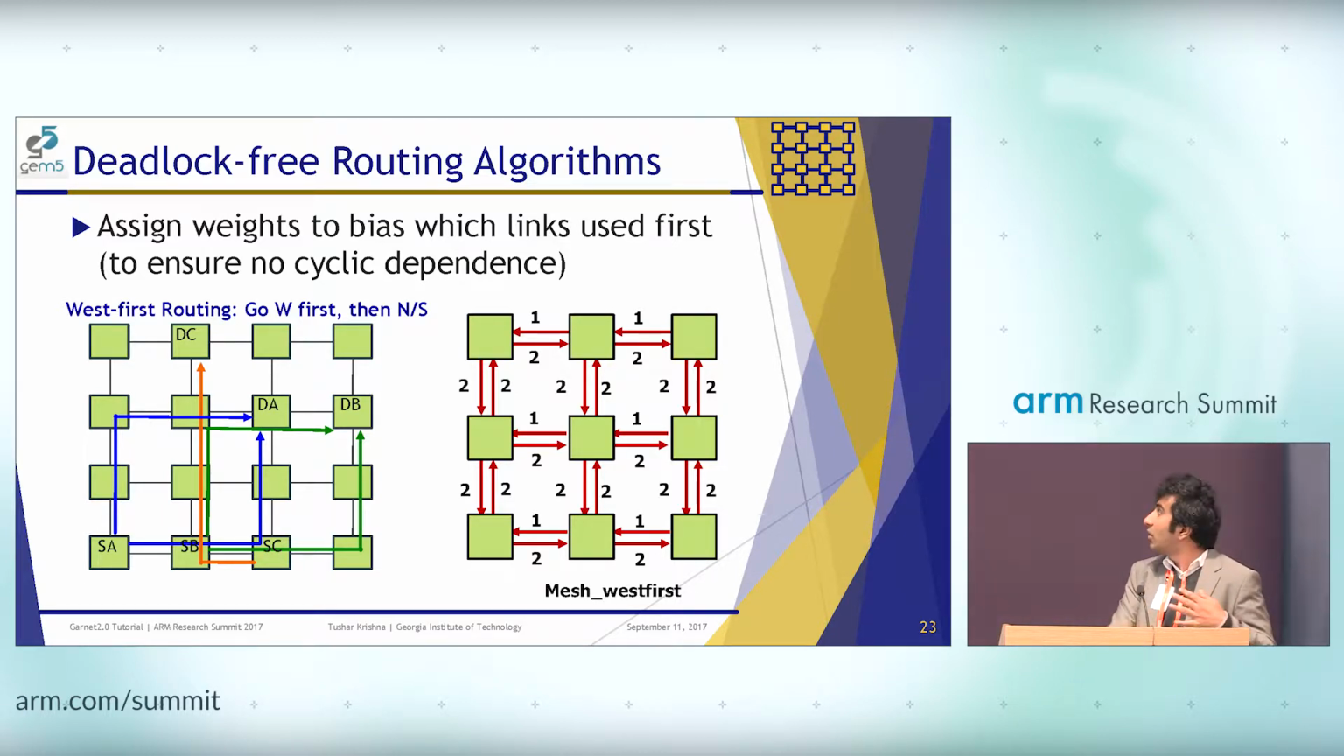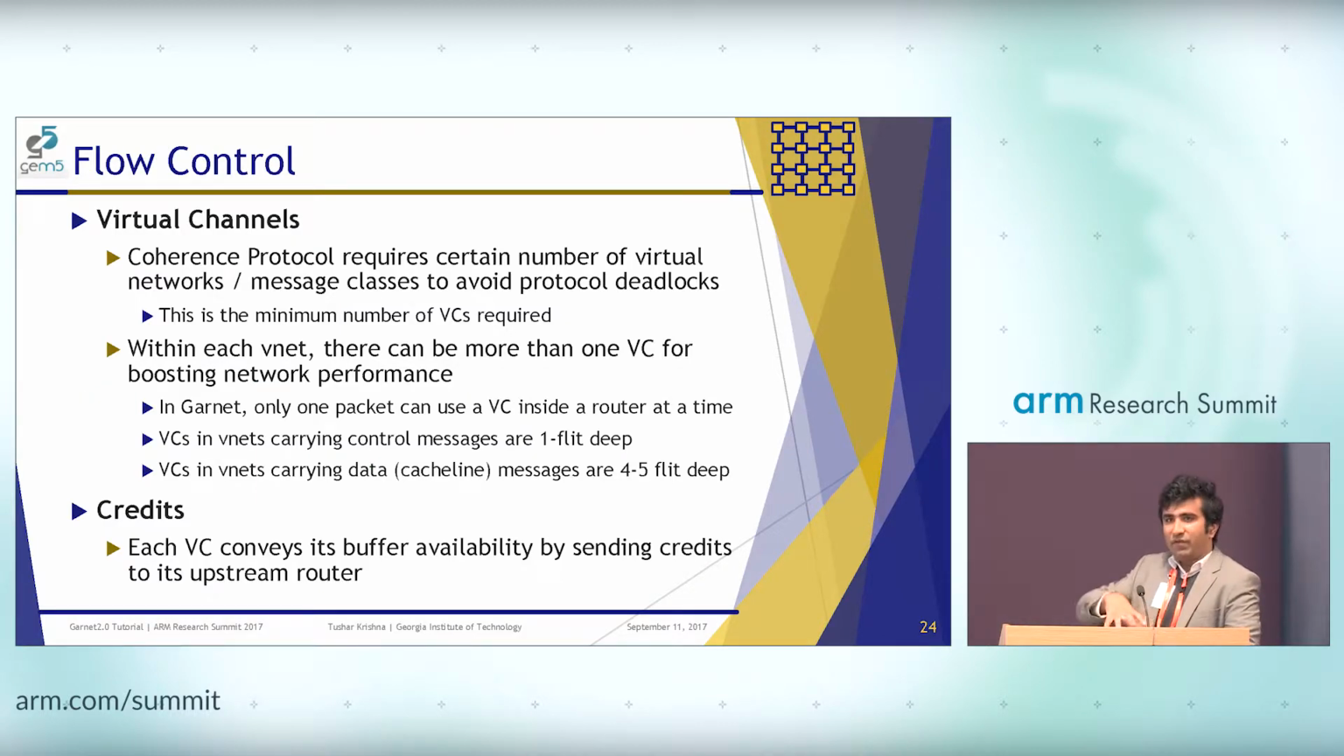Okay, so that's routing. So we've defined the topology and we've decided the routes. So this is something that works in general with any network model. Even if you use the simple network model in Ruby, this would work. Where Garnet comes in is it has more details for the exact flow control, like what goes what cycle. So it's a cycle accurate network model. So we have virtual channels that we support.